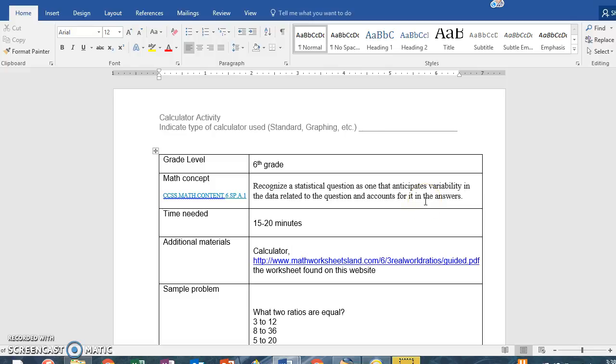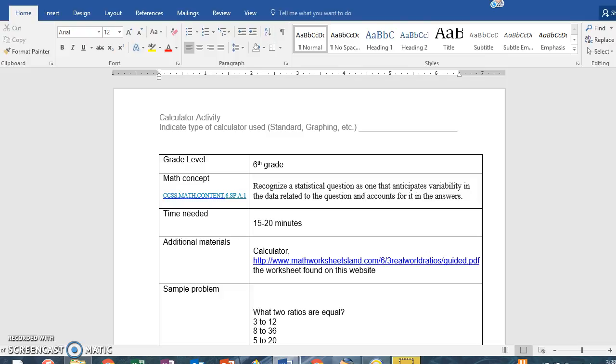Okay, for my grade level for the calculator activity, I chose to do 6th grade. The math concept is the CCSS Math Content 6.SP.A.1. It's recognizing a statistical question as one that anticipates variability in the data related to the question and accounts for it in the answers. For this assignment, most students would already know how to do ratios, so it would take about 15 to 20 minutes.